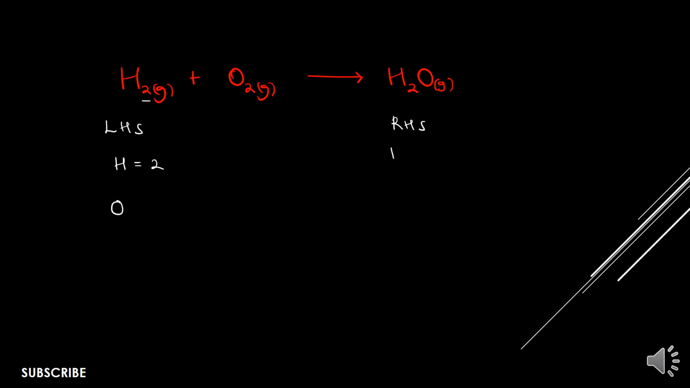On our right hand side, we also have 2 atoms of hydrogen in the molecule of water. On our left hand side, we have 2 atoms of oxygen because oxygen gas is diatomic. On our right hand side, we have 1 atom of oxygen. So this shows that hydrogen is balanced 2 to 2, meaning no loss of atoms or gain of atoms.